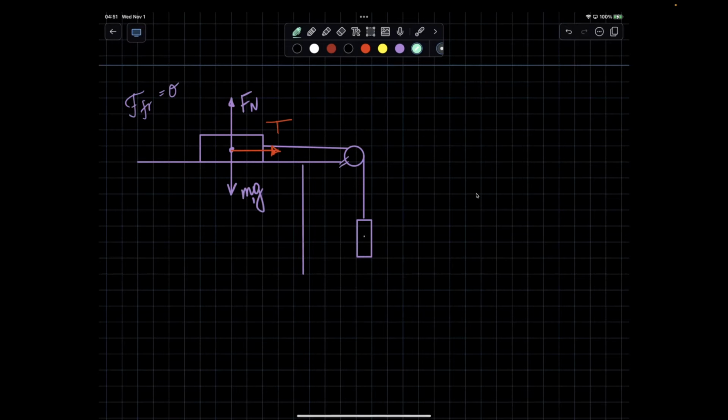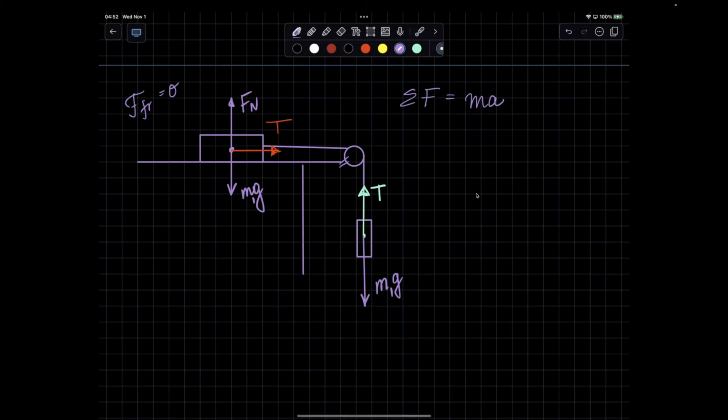Hanging object will have the force of tension that is equal to the force of tension that I already drew. So it's about 3 boxes, so here. And then downward force, which is force of gravity. I'm going to draw it longer. So this is my M1G. So now, again, just like before, we're going to write down Newton's second law for each one of them separately.